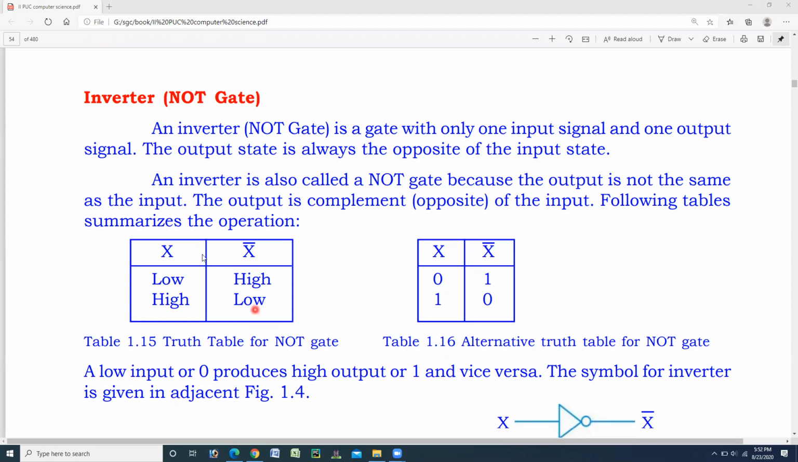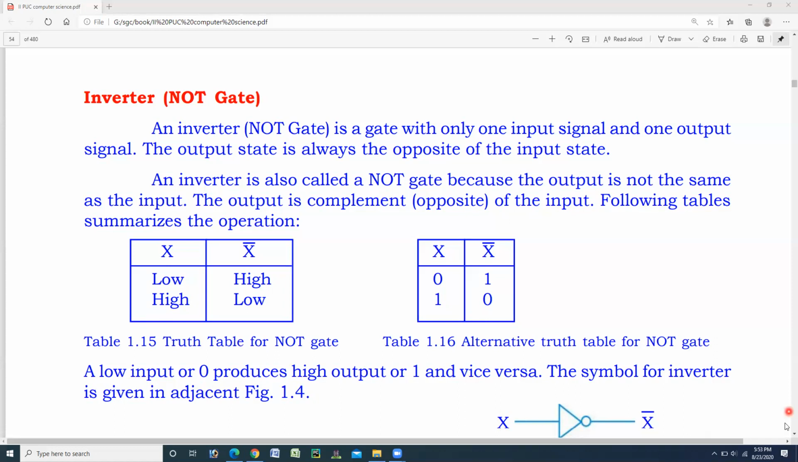Either you can use these words, low and high, or else you can go with the logical values, that is 0 and 1. If your input is 0, then the output will be 1. Low, high, off, on, like this. Then if the input is 1, then the output is 0. A low input or 0 produces a high output, or 1, and vice versa.